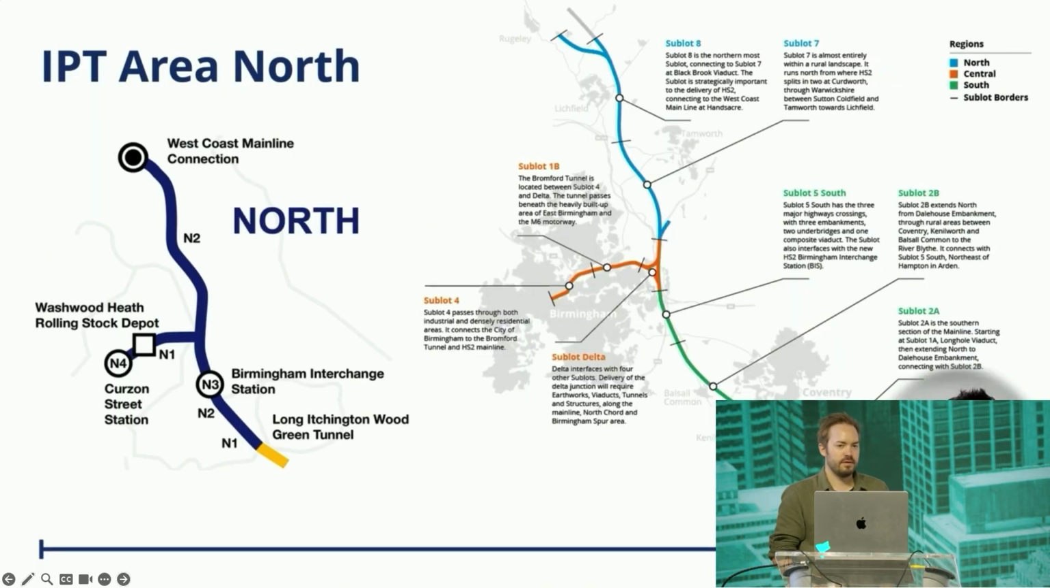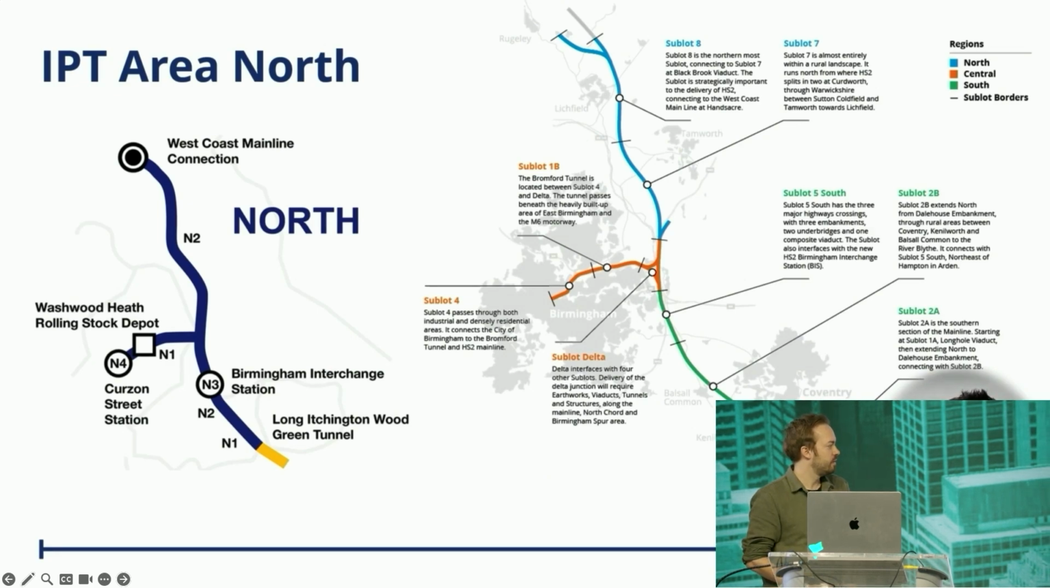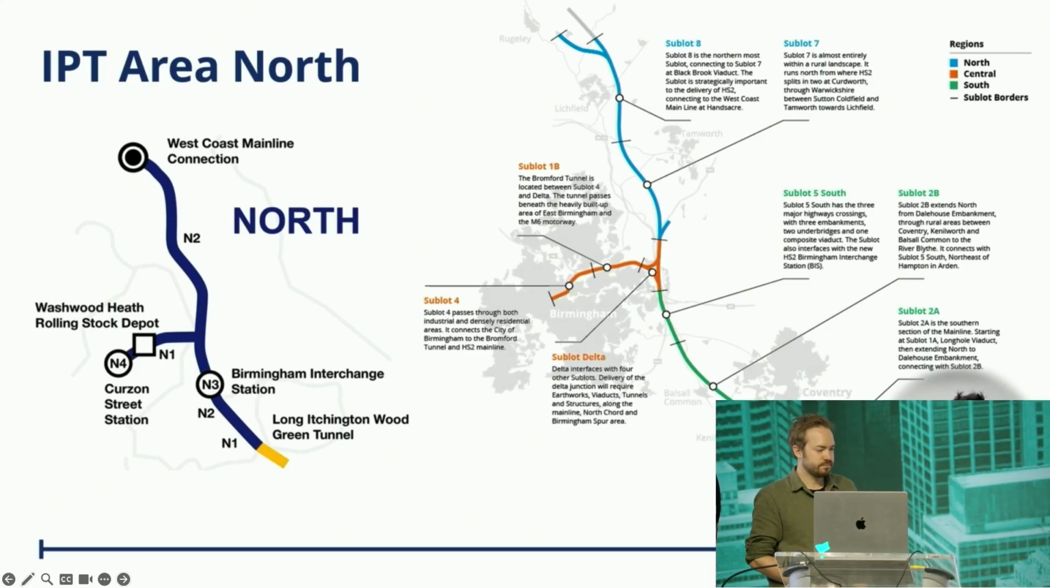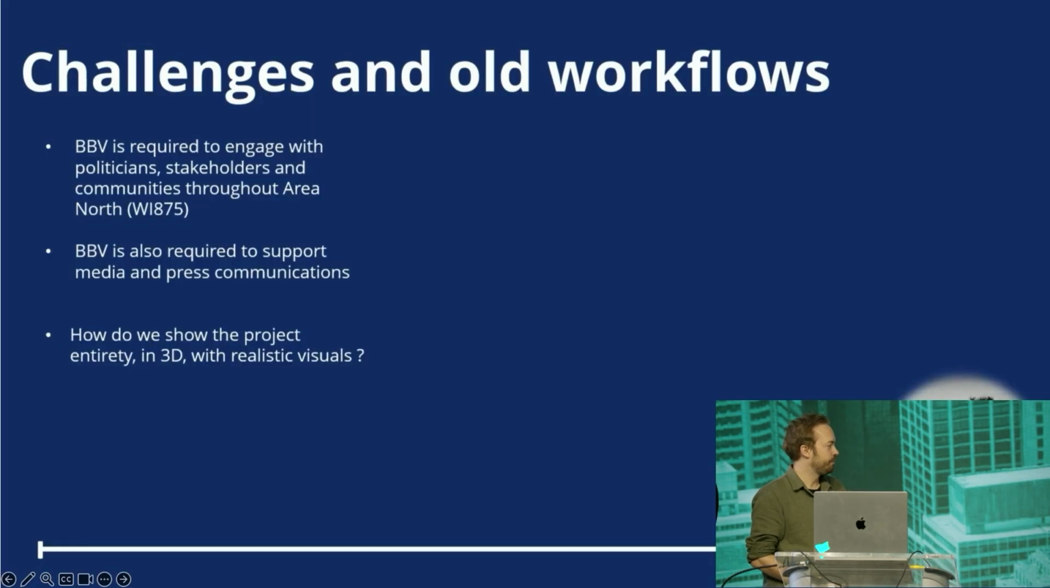So, as I said, working on Area North, HS2 Area North. That's 90 kilometers of new track, embankments, cuttings, viaducts, tunnels. Working up from Long Itchington Wood up to Lichfield and branching into Birmingham city centre. So it's a big project, lots of assets, lots of structures. And this presentation is going to go through how we visualise this.